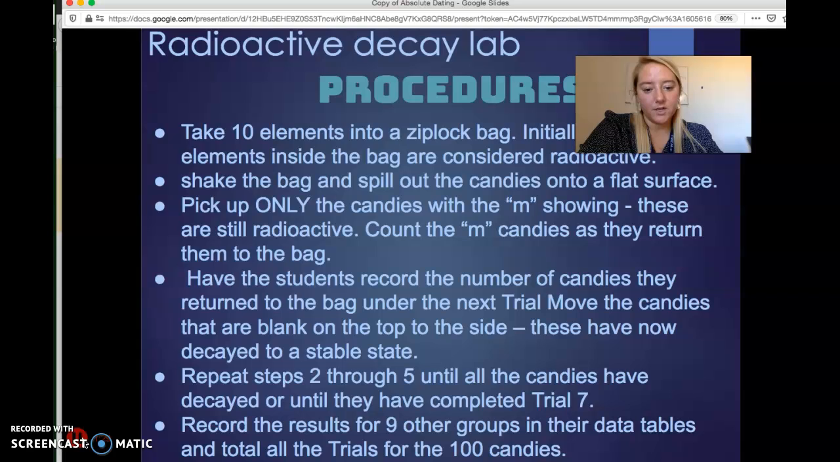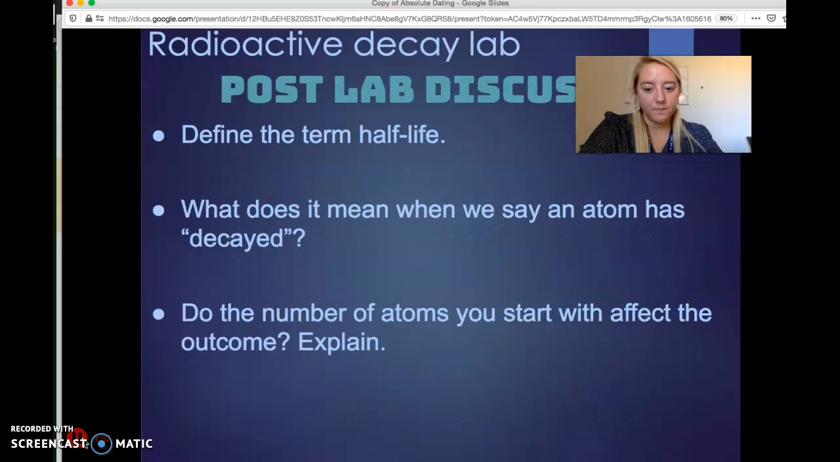Here were the procedures. You put 10 of the elements into the bag, shook it up, and then dumped them out. Any of the ones that still had the M face up were considered to be radioactive. Then you put those back in the cup and recorded those under the trial. Then you shook up and repeated again and again until you got to trial number 7, or all of your M&Ms were no longer radioactive.